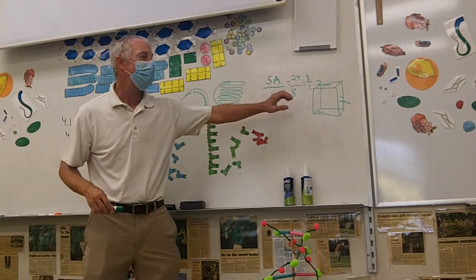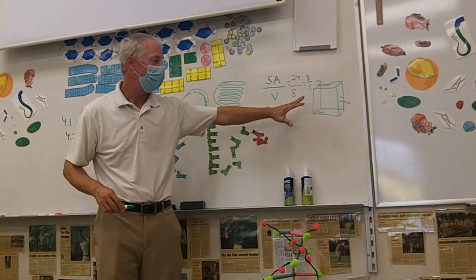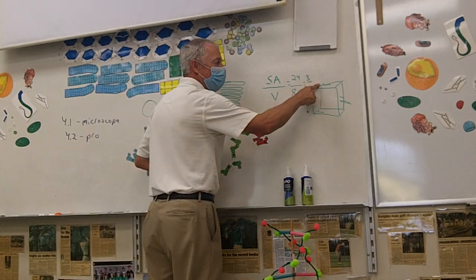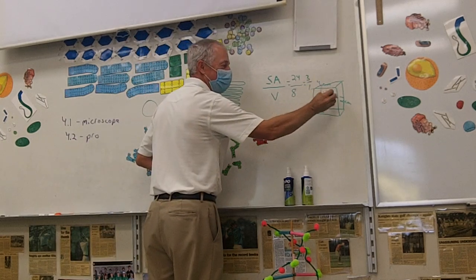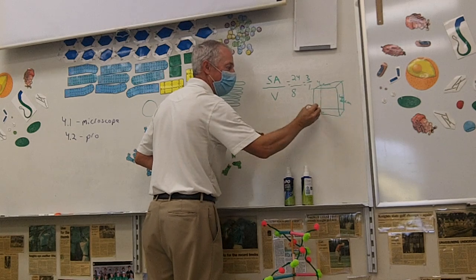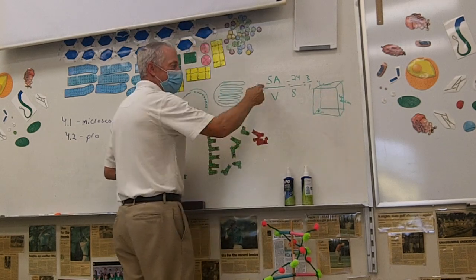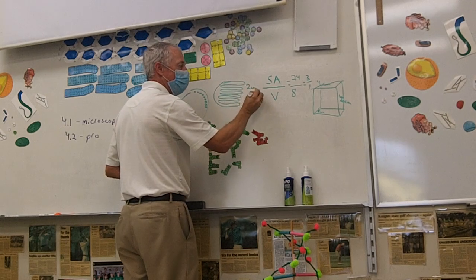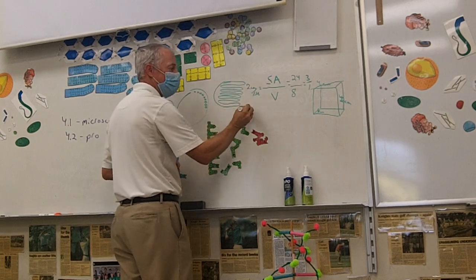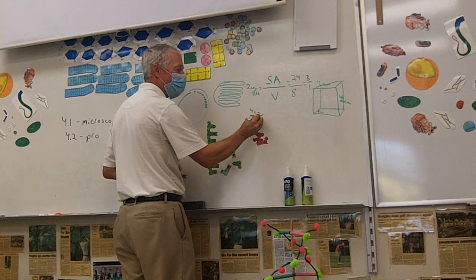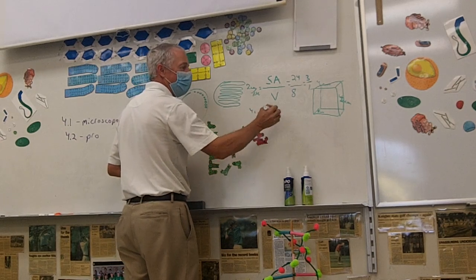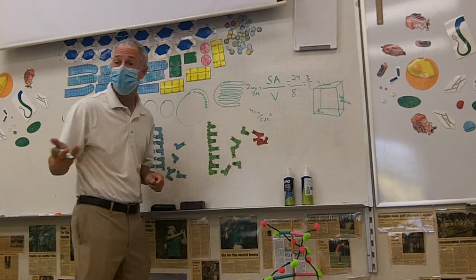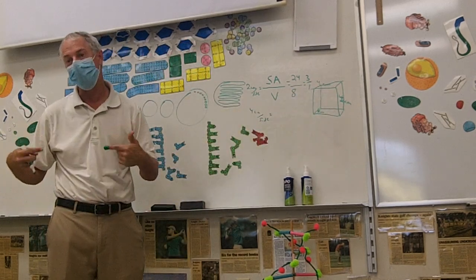So let's say the cell's bigger. Let's say it's not 2 centimeters on a side. Let's say it's 4 centimeters on the side. Now the surface area to volume ratio of a 2 centimeter per side cube was that. What's the surface area to volume ratio of a 4 centimeter per side cube? How do you figure that? You've got to do 4 times 4 times 6, 16 times 6, which is 96.